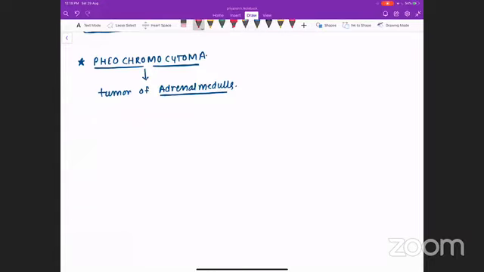Normally, the adrenal medulla is responsible for the synthesis of norepinephrine and epinephrine. Because it is a tumor, I can say there will be an excess amount of norepinephrine and epinephrine in the body, because the adrenal medulla is responsible for these catecholamine synthesis. So there will be an excess amount of these molecules because of the tumor. They have the sympathomimetic action, meaning they increase the sympathetic system discharge.